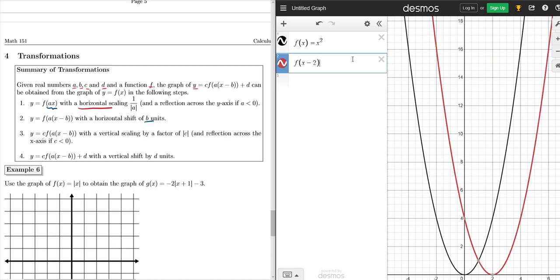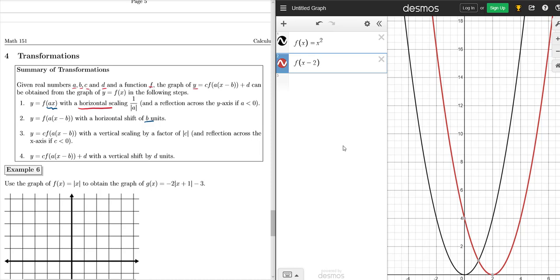There we go. Now we have a new graph, but this one seems to be shifted. Notice that we're subtracting by 2, but rather than shifting to the left, you actually did the opposite and ended up shifting to the right. And that's what happens whenever there are horizontal changes.